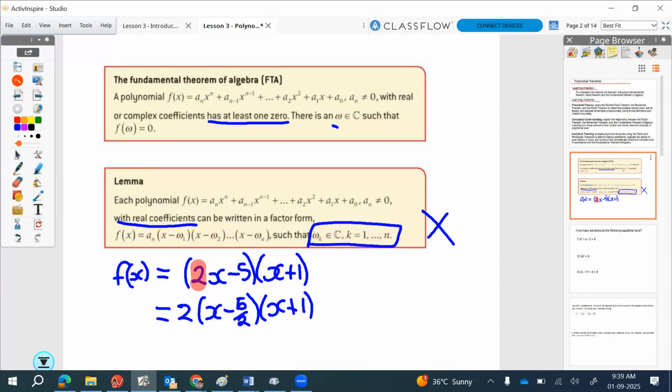Now it's in that form. And it says here in this one that the roots are omega. So omega 1 is 5 over 2. Omega 2 is -1. Keep your signs right. Notice the format says it should be minus.